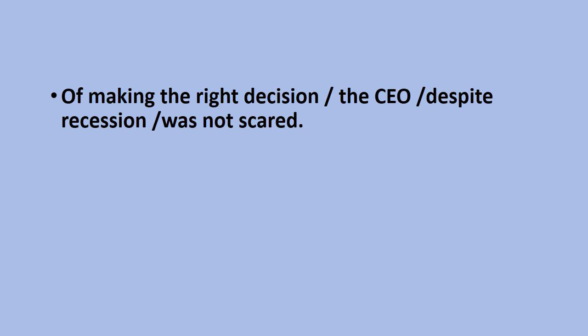The first thing we have to do is find out the doer of the action, and the doer of the action is the CEO. CEO will be the doer of the action. So the first word will be the CEO. Then comes the verb. What do you think is the verb? Yes, was not scared. This being the verb will come after the subject. The CEO was not scared.